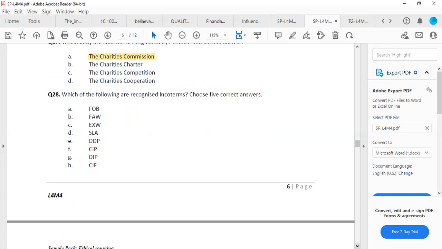All right, so international commercial terms. I know you remember these terms. Which of the following are recognized international commercial terms? Choose 5 correct answers.